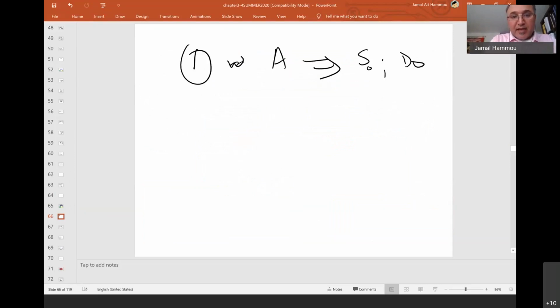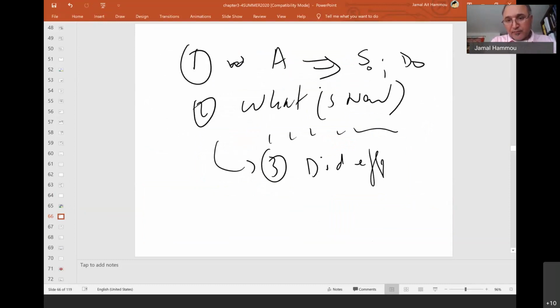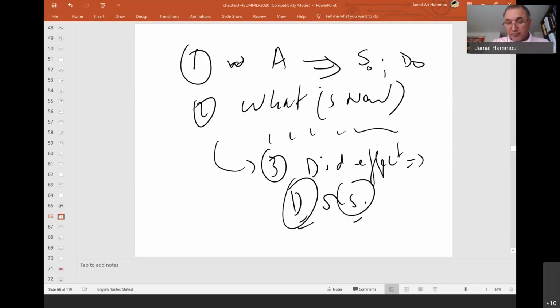Then the second thing is you say, okay, what happened? What is new in the market? Something happened in the market. Then the third question is, did it affect the demand or supply? Sometimes it will affect both of them. Most of the time, one or the other. But in some cases, don't be surprised if you find one variable affected by it all.